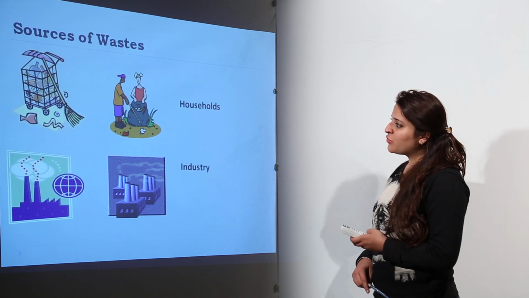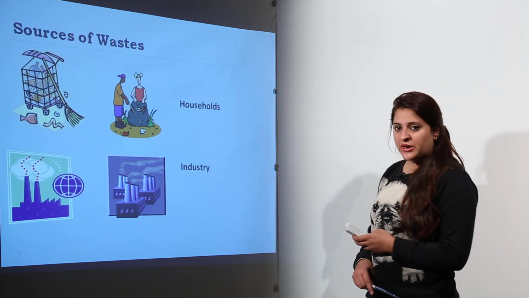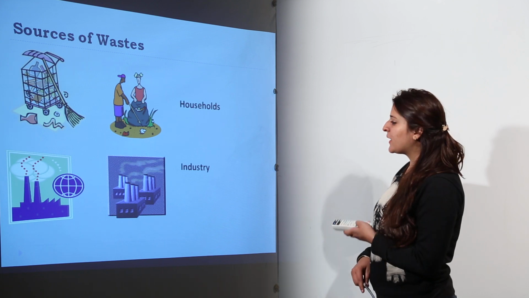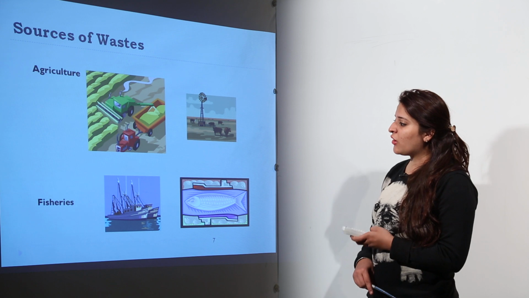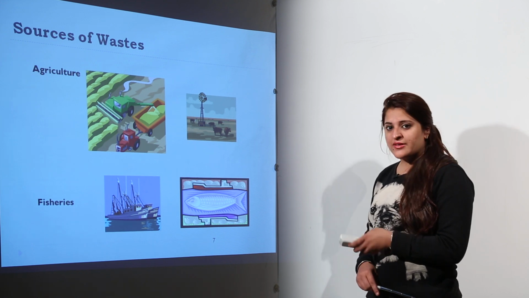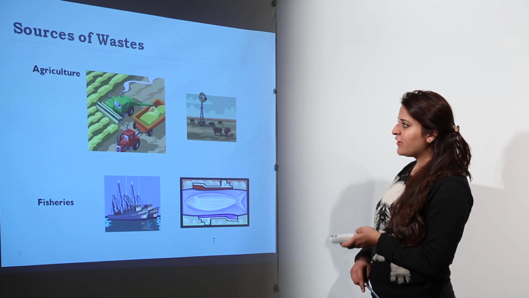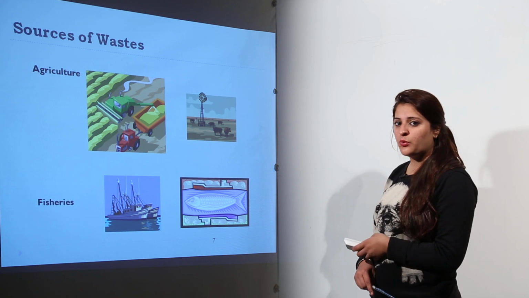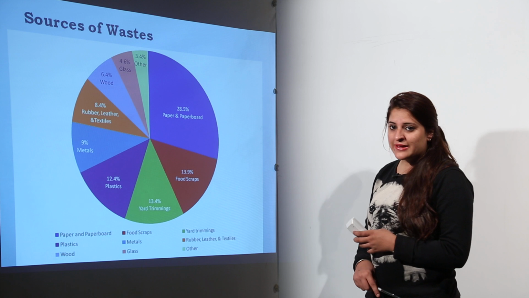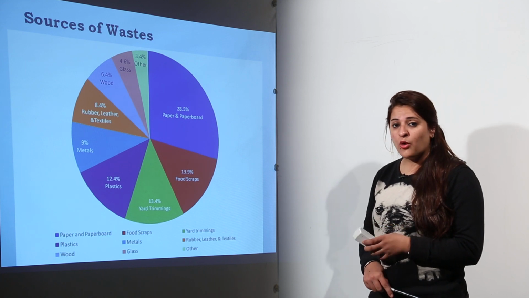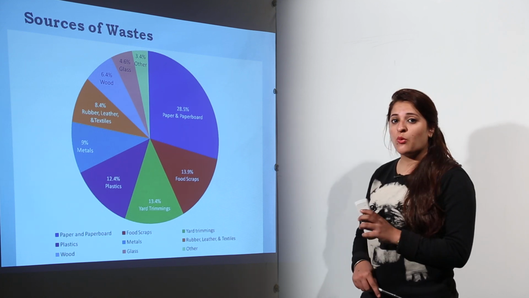Now, what are the different sources of waste? Household activities are one of the sources of waste. Industry activities are also a source of waste. Agriculture or farming activities and fisheries, which we have already discussed, are all various sources from which waste is generated. This is a graph representing the percentage of how much waste is generated from what source.